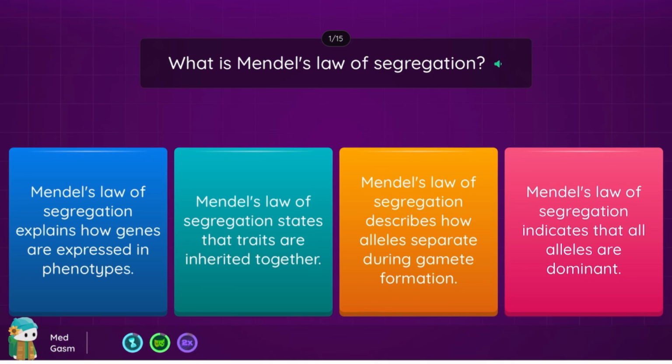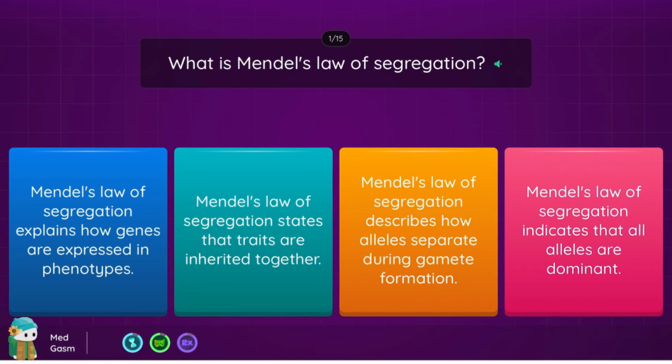Question. What is Mendel's law of segregation? Option 1. Mendel's law of segregation explains how genes are expressed in phenotypes. Option 2. Mendel's law of segregation states that traits are inherited together. Option 3. Mendel's law of segregation describes how alleles separate during gamete formation.